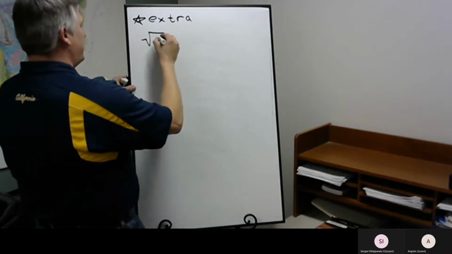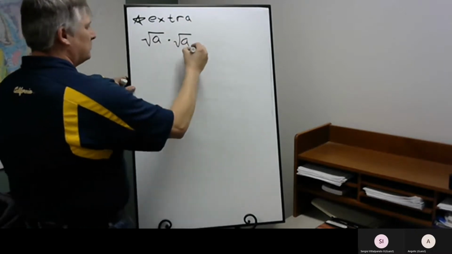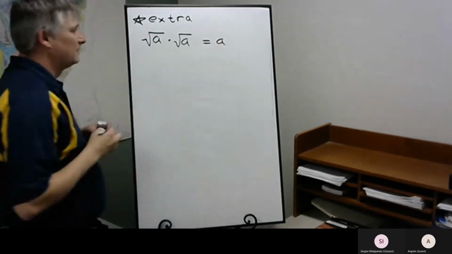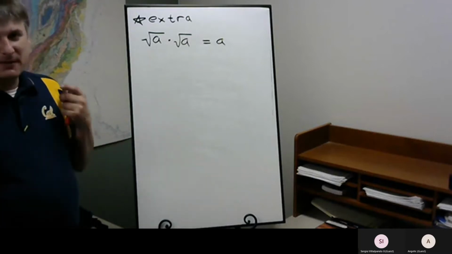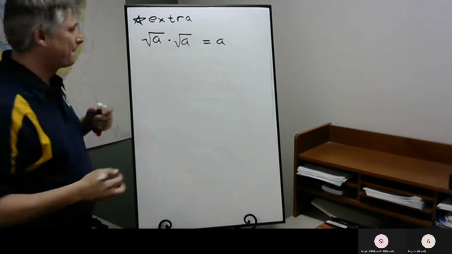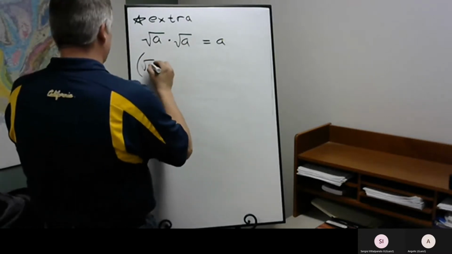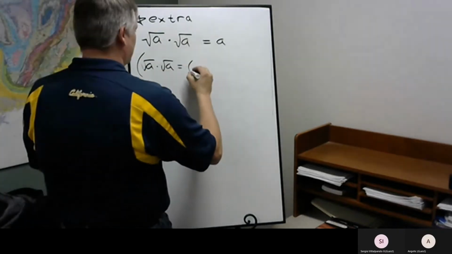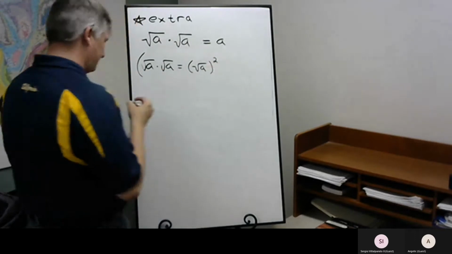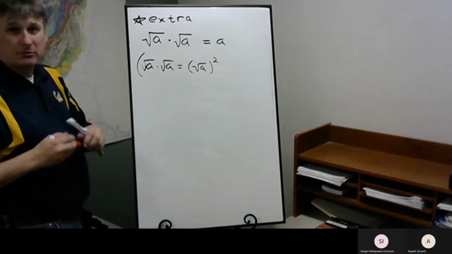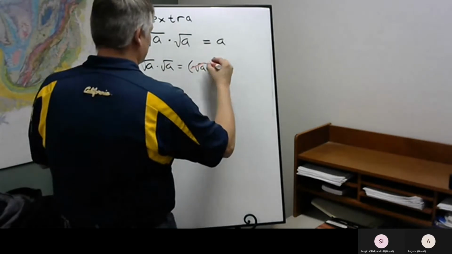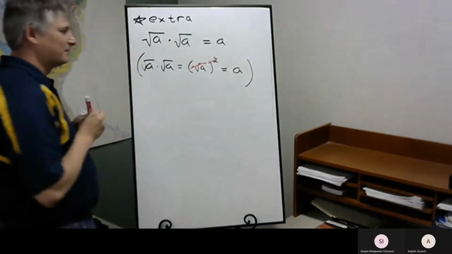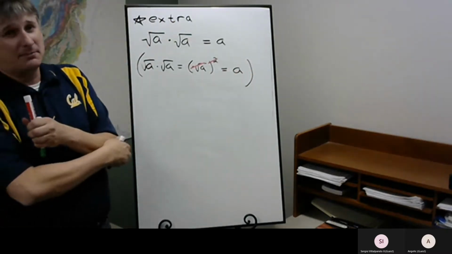If we take the square root of a, multiply it by the square root of a, you just get a. The reason is that you actually get that whole relationship between a square and a square root. So what's going on in the background? Something times itself is that something squared. And then, of course, the square and the square root cancel. And that just gives you a. So that's why we do that.